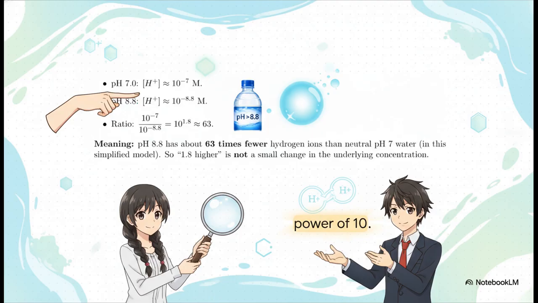Okay, let's look at the math. It's simpler than you think. Neutral water, pH 7, has an ion concentration of 10 to the -7. Our bottled water, pH 8.8, has a concentration of 10 to the -8.8. Now, to see how many times different they are, we just have to find the ratio. We divide them. And when you divide powers of 10, you just subtract the exponents. So, -7 minus -8.8 gives you positive 1.8. The difference is 10 to the power of 1.8.